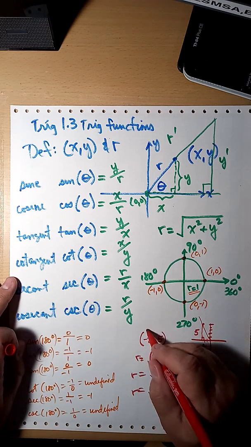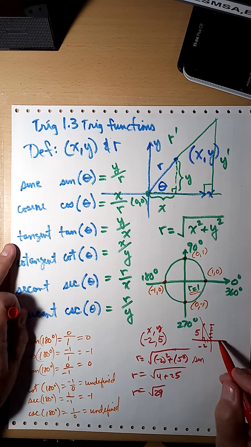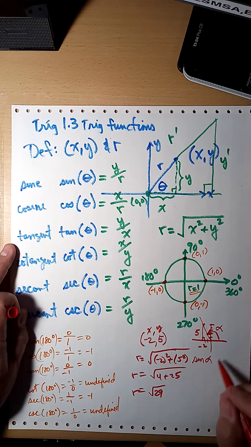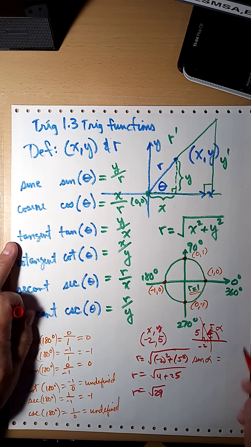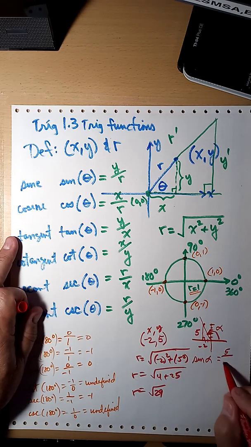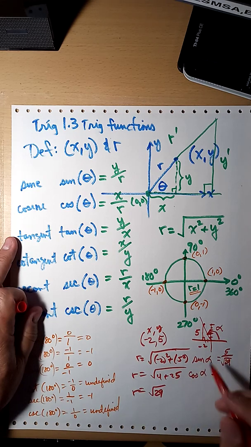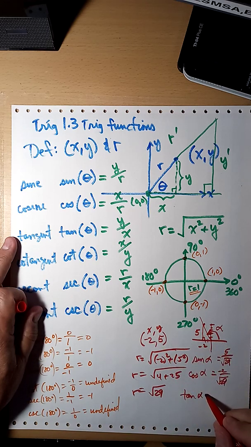So x, y, and r. Now I've got to call this angle something. Let's call it alpha. Do I need to know exactly what alpha is? No, I can find the sine now that I know the point. It is y over r, square root 29. What's the cosine of alpha? It is x, negative 2, over r, square root 29. And what's the tangent of alpha? It is y, 5, over x, negative 2.